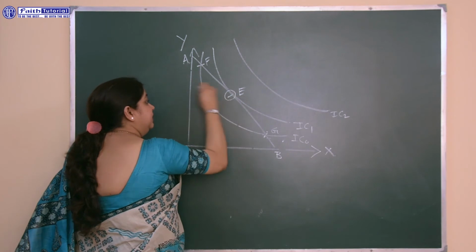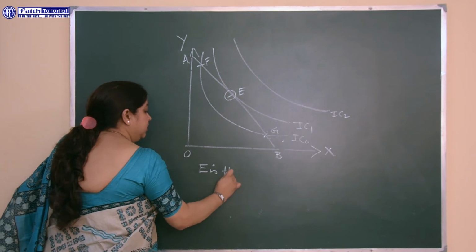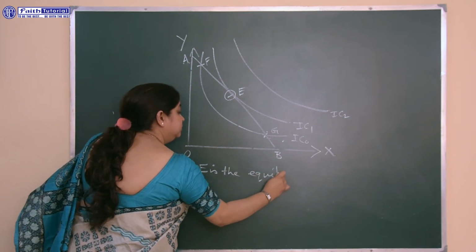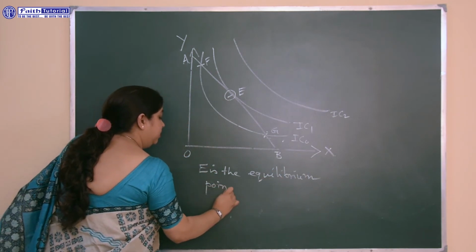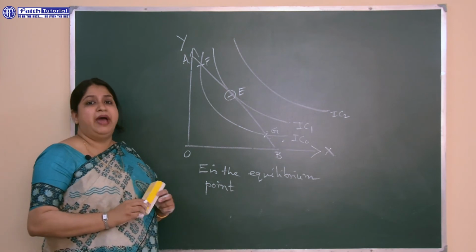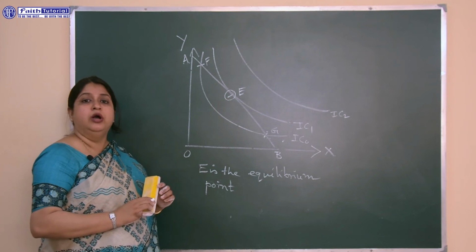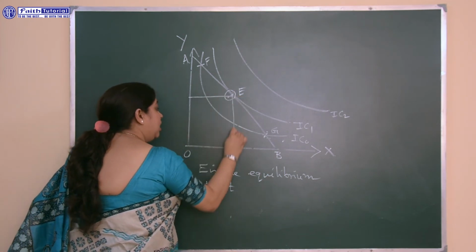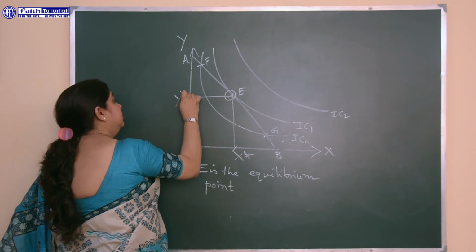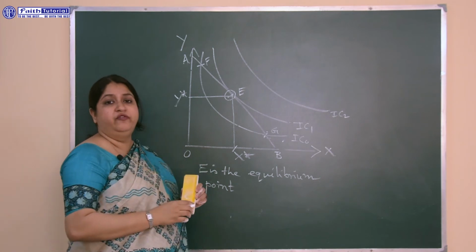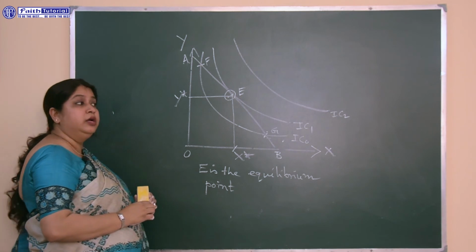So E will be the equilibrium point, where the consumer's utility will be maximum given the level of income and the prices of the two commodities. And how many units of X and Y will be consumed by the consumer? OX star units of X and OY star units of Y will be consumed by the consumer.